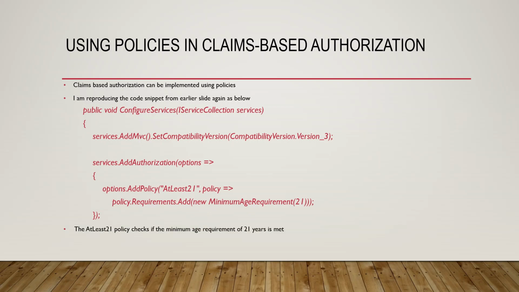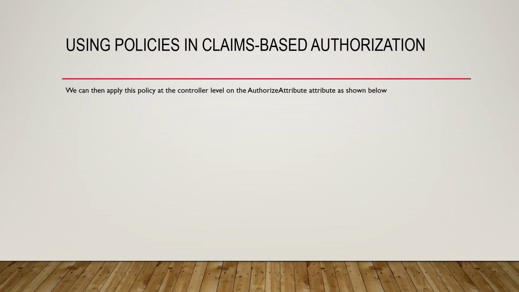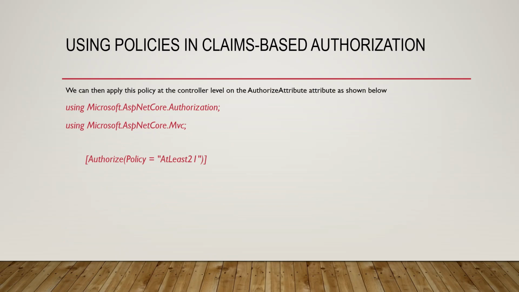The AtLeast21 policy checks if the minimum age requirement of 21 years is met. The policy is added to the service collection using the AddPolicy method. We can then apply this policy at the controller level in the Authorize attribute as shown below. You have to use these using statements. In this Authorize attribute you have a Policy property. AtLeast21 is the policy property of the Authorize attribute.